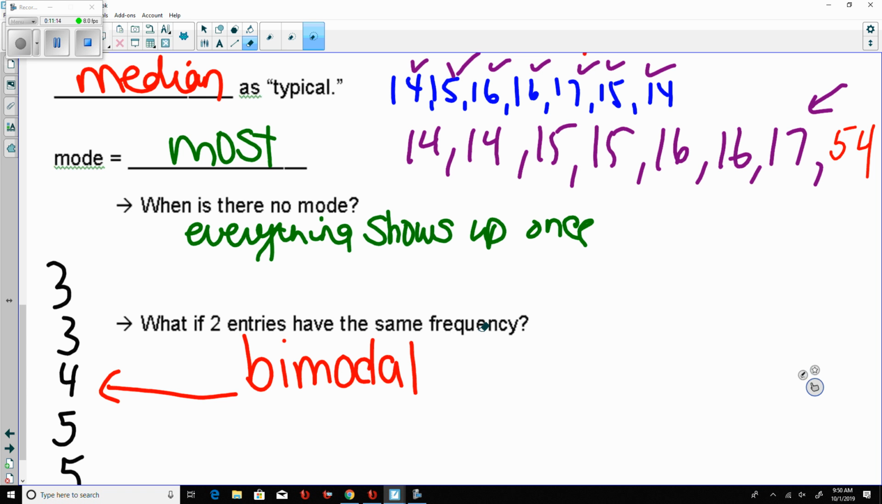Okay, what if two entries have the same frequency? We call that bimodal or multimodal. Okay, and if you look at this one here, we have two 14s, two 15s, two 16s. Those would all be identified as the mode. So that would be, you could say trimodal if you wanted, or multimodal. Okay, so that's what we have with the mode. All right, questions on that?